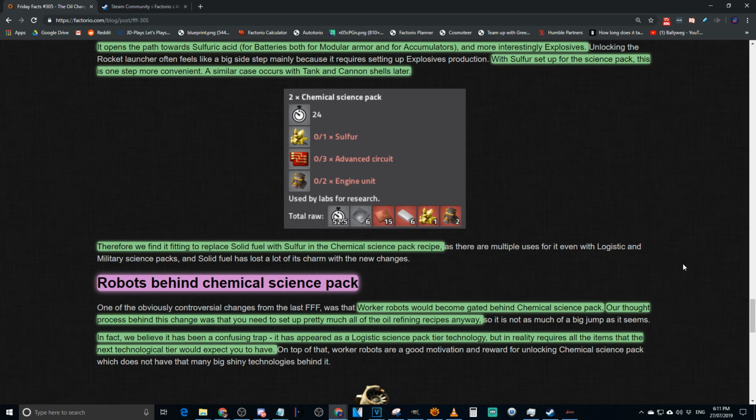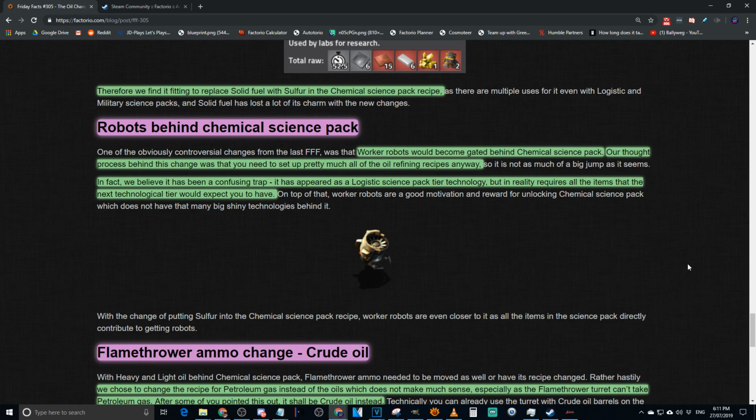Yeah, but it's not very convenient to make acid. You still need your own dedicated acid. Yeah, but explosives, that's the thing. Explosives are where sulfur is made. It's a chemical item, so it's in the right neighborhood anyway. Yeah, anyway, okay, on to robots.